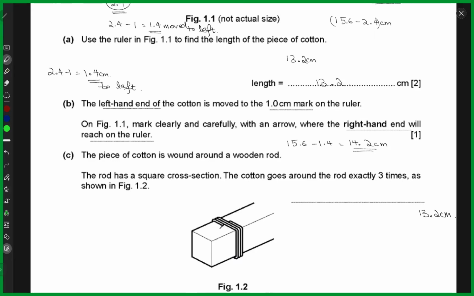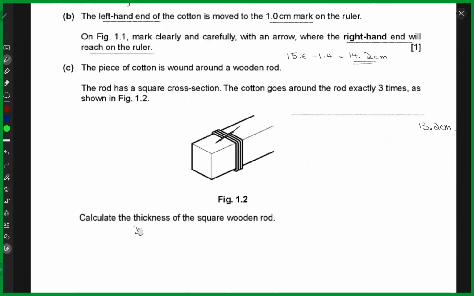So you can see that this end meets this end. If you could draw this line like this, that means that the entire cotton has covered all of its distance that it could around this rod. So they're asking you to calculate the thickness of the square wooden rod. What we're really doing is using the cotton whose length we already know to figure out the thickness of this rod.